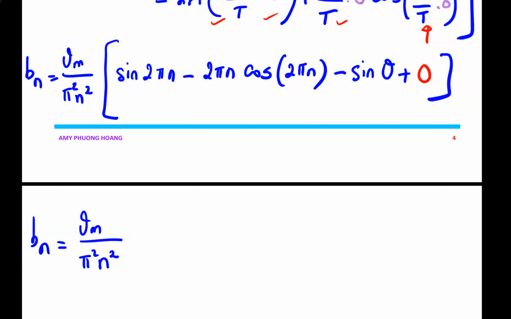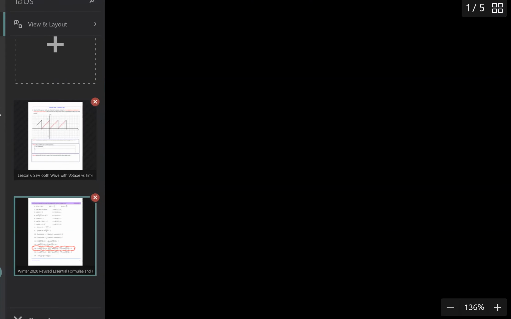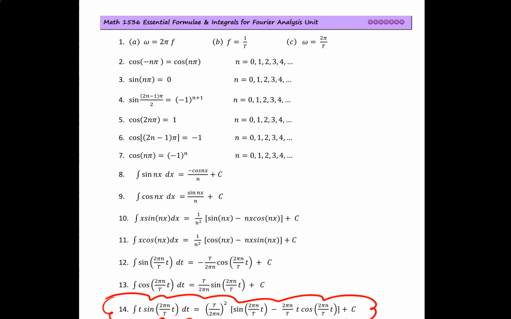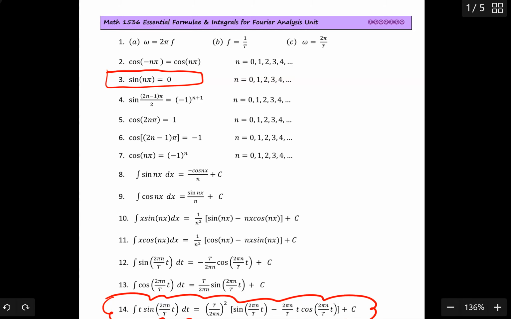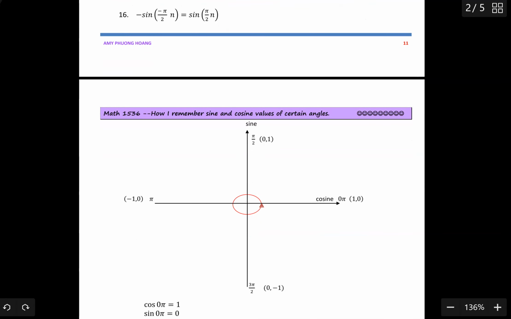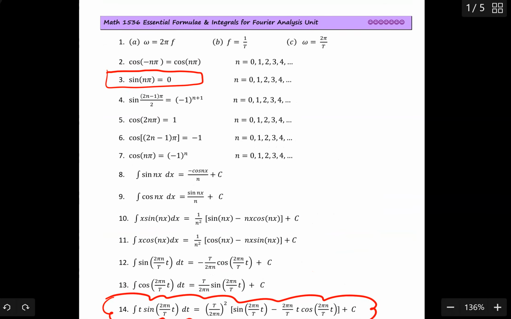And now we are going to figure out what sine of 2 pi n is equal to. So how do we figure that out? I would like everyone to go to our formula sheet again. On this formula sheet, we are going to try to find sine of 2 pi n. Right here, sine of pi n is equal to 0. Sine of 2 pi n, take a look at this. You are going from pi to 2 pi, so it's still the same thing. It's the same as 0.